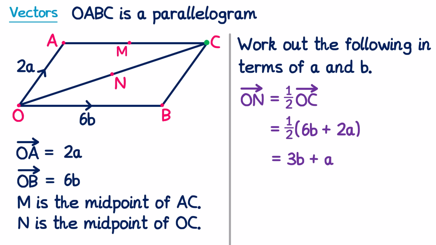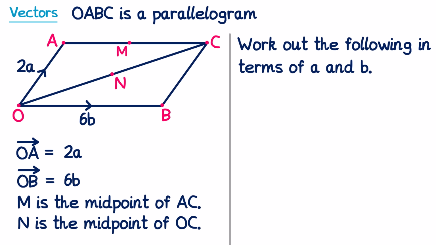Now let's have a look at another vector. This time we're going to look at the vector from N to B. So let's bring the green dot back. We'll start at N and we'll need to find a journey to get to B. So I'm going to say we go from N to O first, so that's the vector from N to O, and then we go along O to B, so we'll add to this the vector from O to B. Now the vector from N to O we don't know, but we do know the vector from O to N.